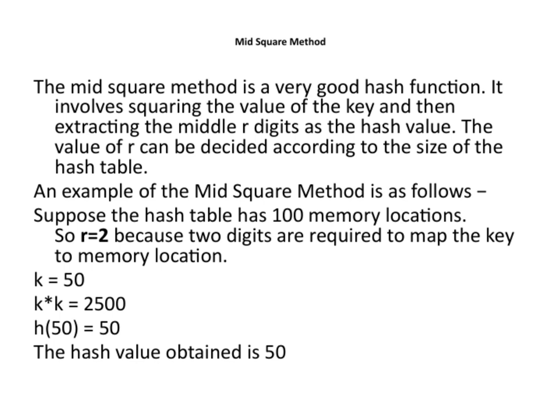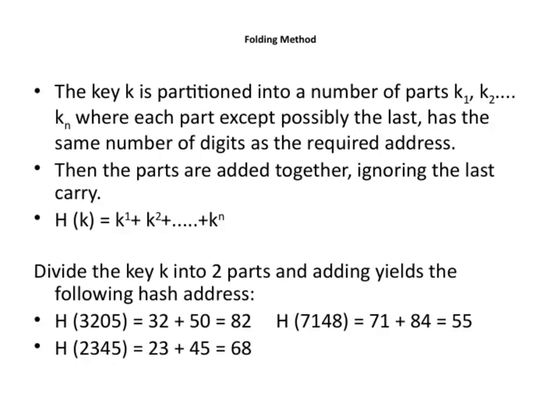Overall, the mid-square method is a practical and reliable approach to generating hash values, especially when you choose the right R based on your table size. Now let's talk about the folding method for hashing.